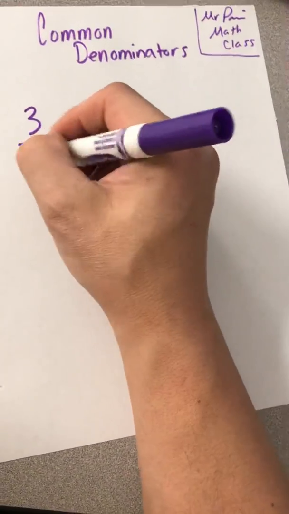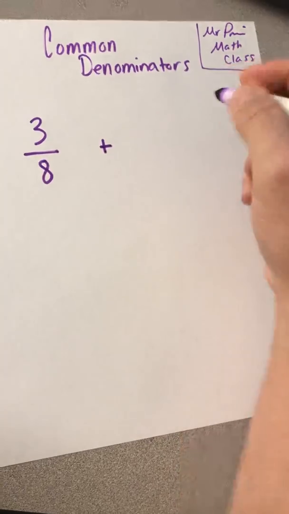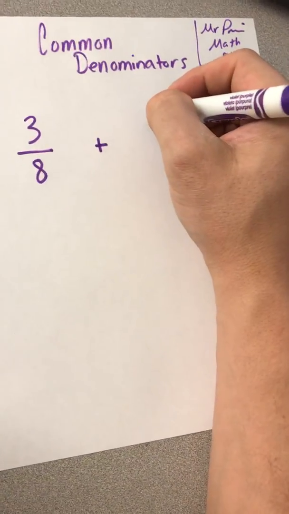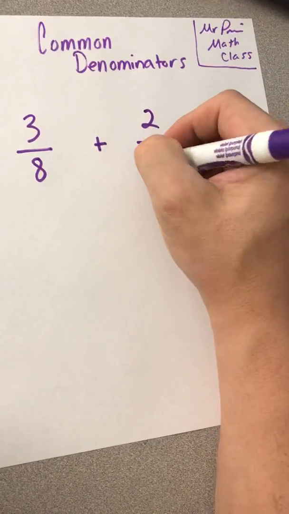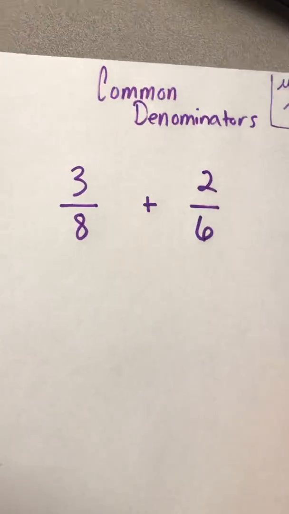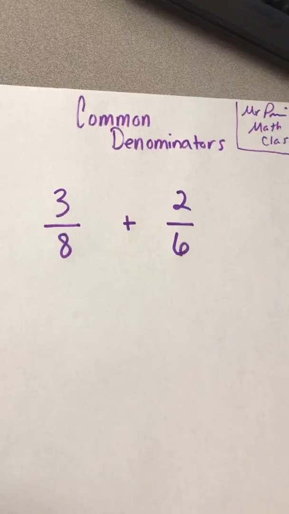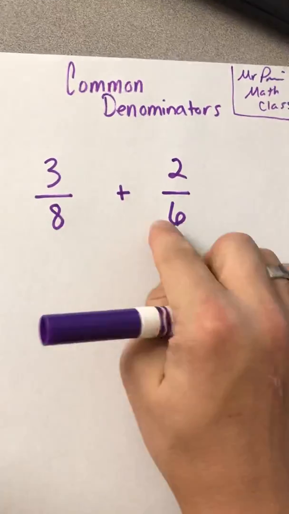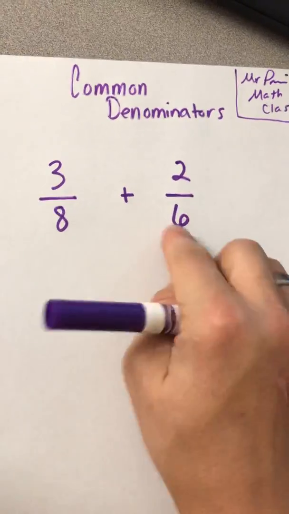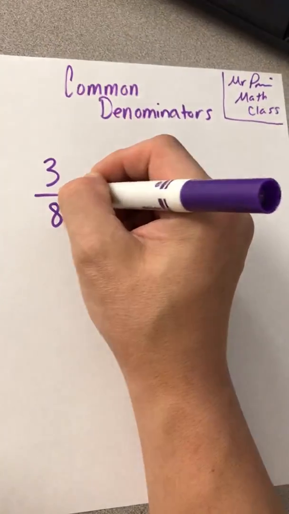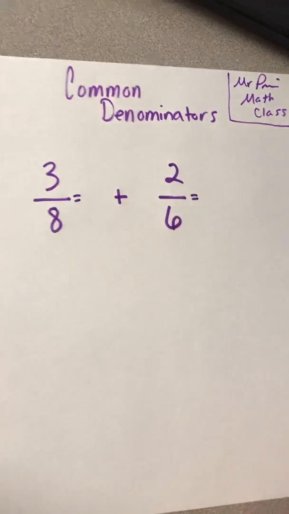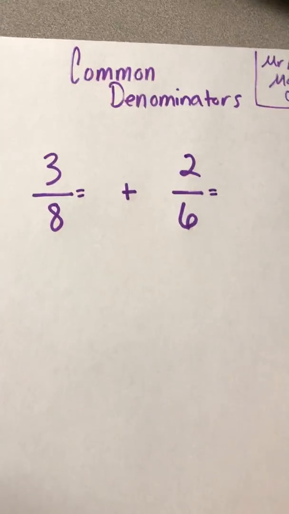We're going to try 3/8 plus, let's go with 2/6. Okay? So common denominators basically means I need to find a fraction or bottom number that both of these can actually turn into. And the smaller number you can find, the better it's always going to be.